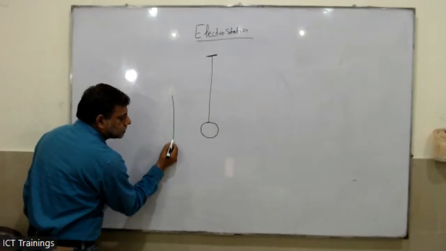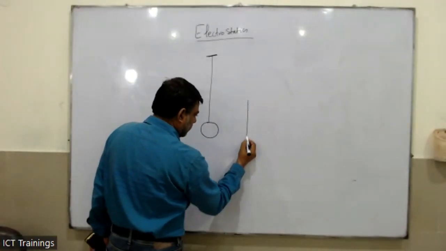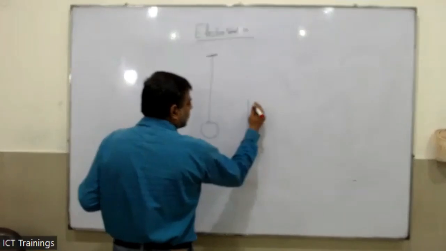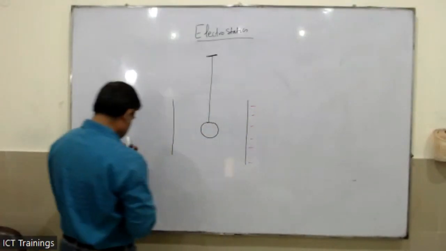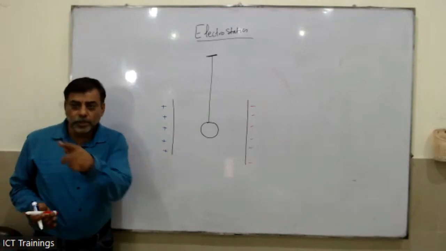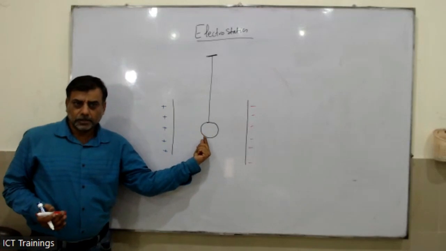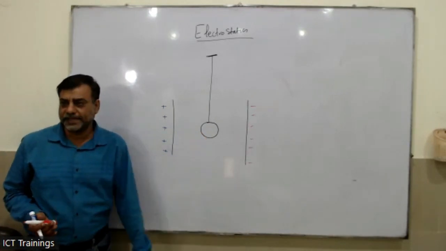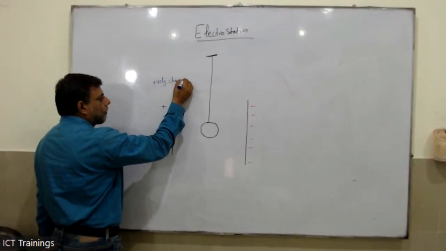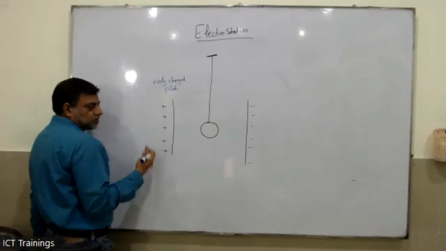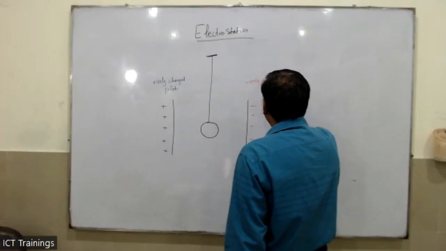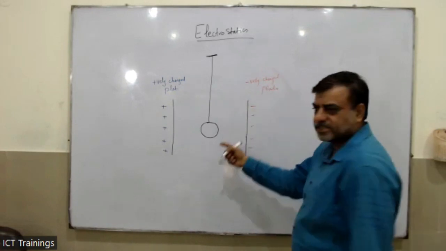We have two plates, which are placed at equal distance from this ball. One plate is negatively charged. The other plate is positively charged. What do you expect? This stationary ball at rest, it will be attracted toward which plate? Will it be attracted towards positively charged plate or negatively charged plate? Or it will remain at its place.